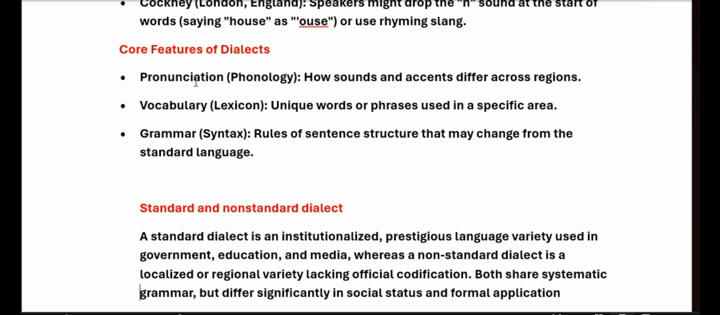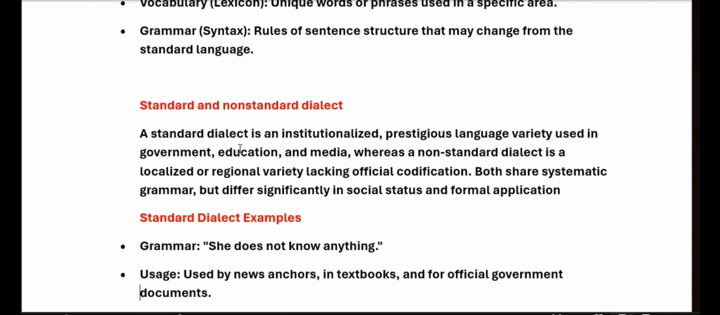Let's see what are the core features of dialects. Core features of dialects are pronunciation, how sounds and accents differ across regions; vocab, unique words or phrases used in a specific area; and grammar or syntax, rules of sentence structure that may change from the standard language. I hope you have understood dialect. Basically, dialect is a difference in pronunciation, vocab, or grammar due to the difference of the region or a specific social group.